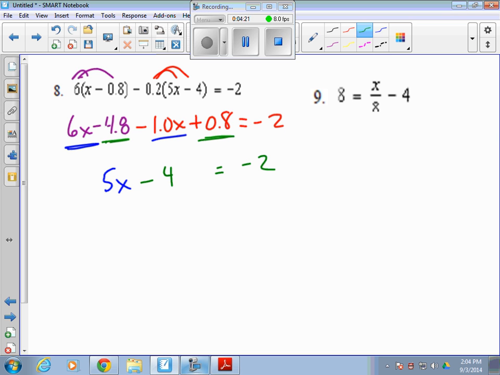Now you have your 5x by itself on the left. Only one x term, so let's move our minus 4 over by adding it. Negative 2 plus 4 is going to be positive 2. We still have 5x on the left. Get rid of 5 times something by dividing by 5. You do it to the left, do it to the right. X equals 2 over 5.